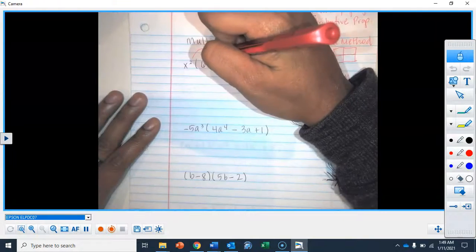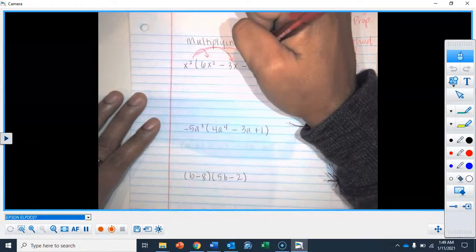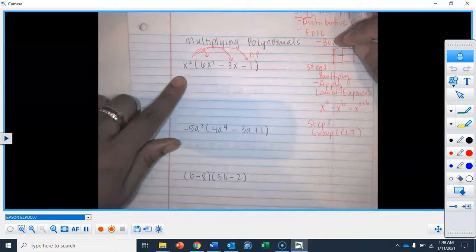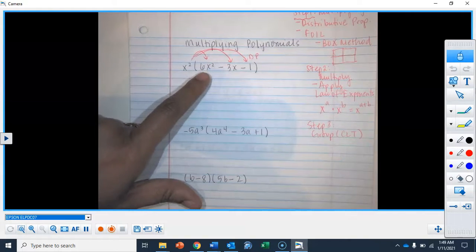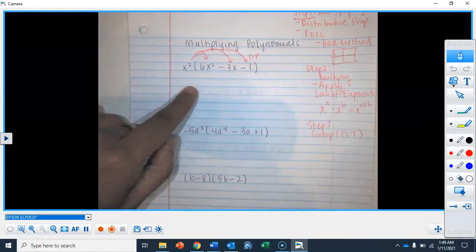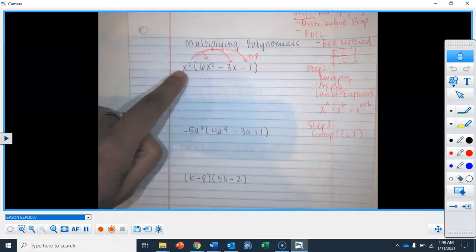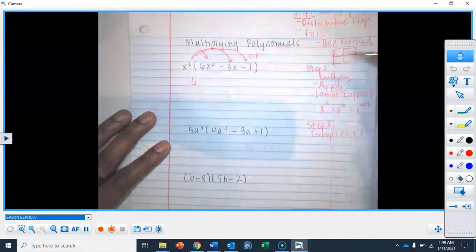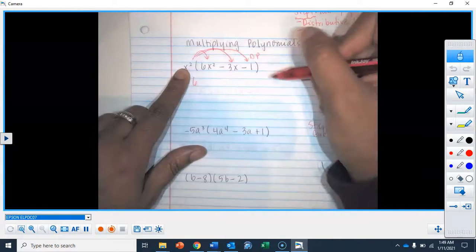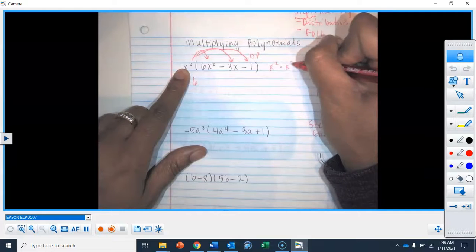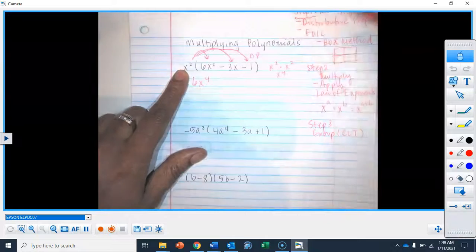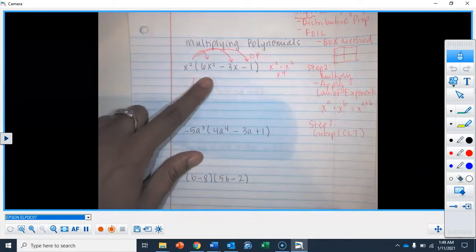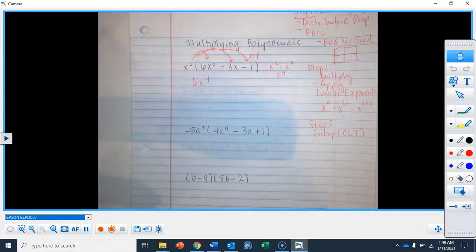As you can see, we have an x squared. Remember, this is a distributive property problem because there's only one term in the front. We are going to begin to multiply this x squared times 6x squared. In my mind, when I think of the coefficients, 6 times 1 is 6, right? And x squared times x squared, I know I'm going to add that together, and that's x to the 4th. So this 6 gets the x to the 4th, because when we multiply the same base with different powers, we add them together.